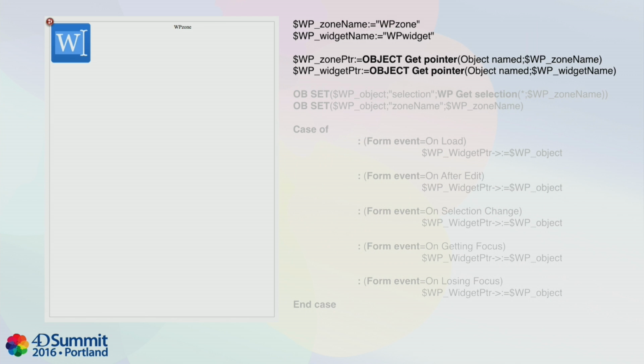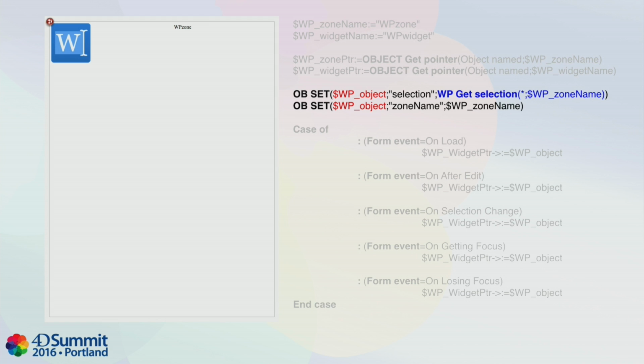So how does it work? Inside the Write Pro area, we have a little script, as I said. So let me explain what this script does. First of all, I have two text variables where I put the name of the area itself and the name of the widget. That's the object name, right? Then, using these names, I get two pointers on these objects.